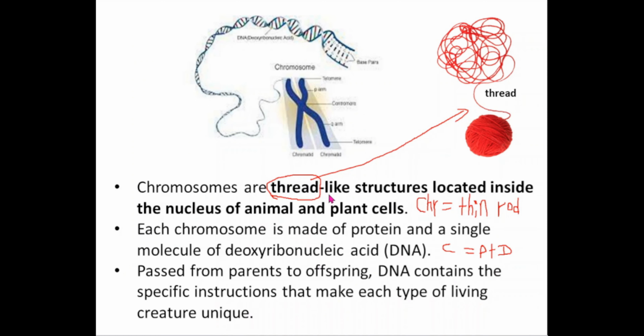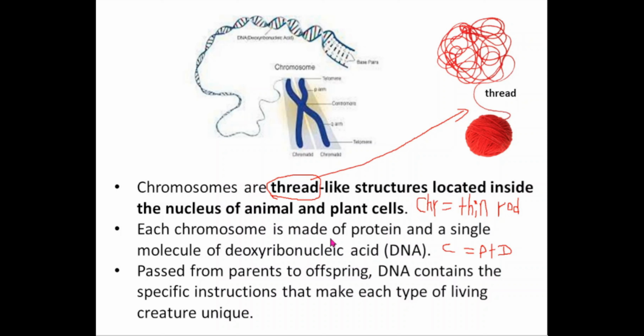It is thread-like. A chromosome looks like a thread. Thread means the things from which your clothes are made. So chromosomes are thread-like structures located inside the nucleus of animal and plant cells. So a chromosome is, you can say, a thin rod.